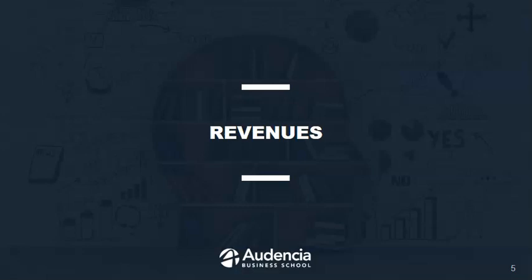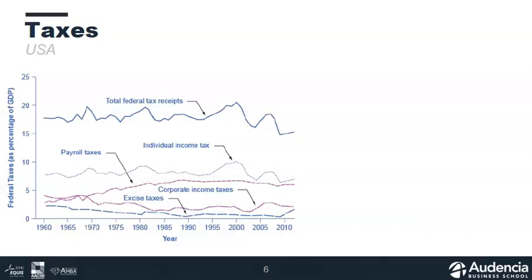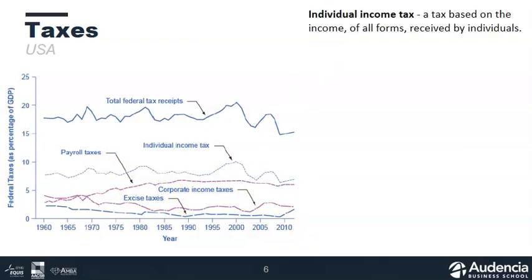Well, revenues, the first thing we want to look at, come from various sources. And taxes, in this case we can look at the United States. Federal tax receipts represent about 20% of GDP. Okay, and these taxes take many forms, and we see all the different forms here of the different taxes. Let me give you an understanding of these different types of taxes.